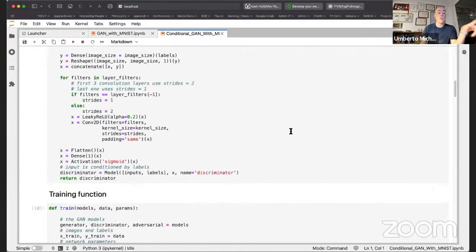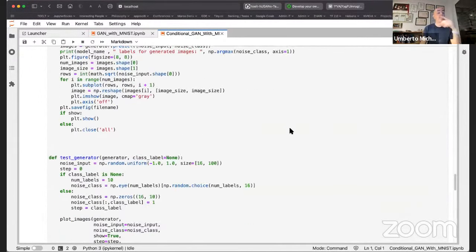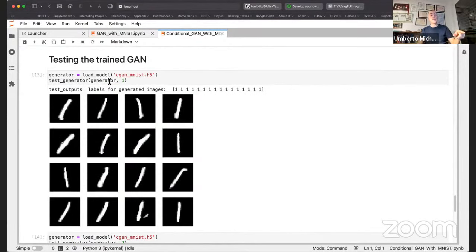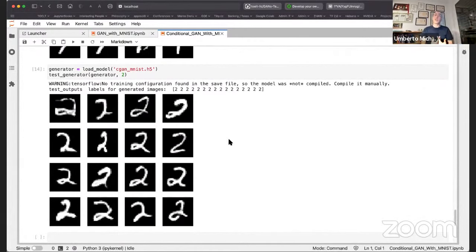This takes even longer, so it takes forever. So just be warned. But here, for example, you see that I can ask the generator to generate all ones or all twos. And they are much better than the general one because the network actually knows a bit more. I'm looking at twos, so I have to learn how the twos look. In a sense, it's like asking Susie to paint only landscapes, so she concentrates on features in landscapes that make them look real.